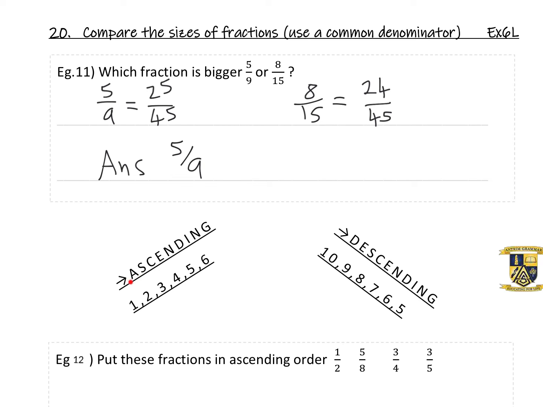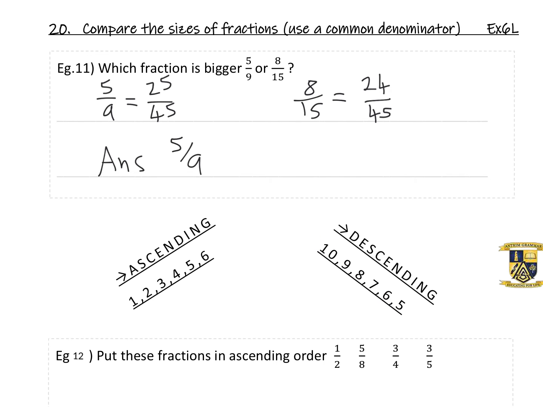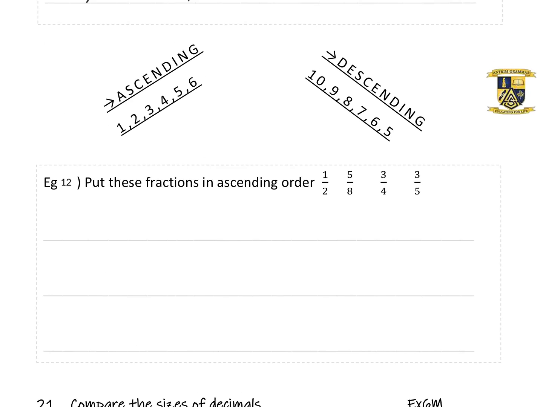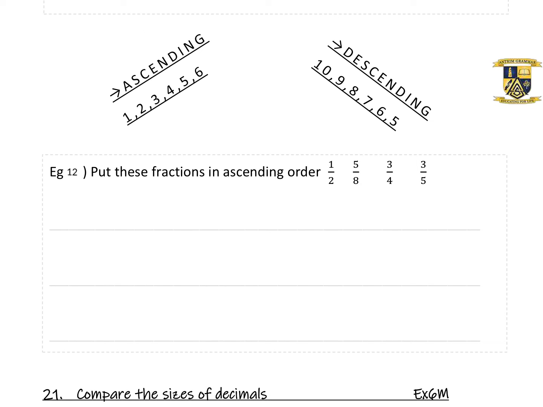Just a wee thing to help you, ascending order means if you ascend, you go up, and if you're descending, you're going down. So in example 12, we have to put these fractions in ascending order. We can put them in ascending order if we can compare them, and we'll compare them by getting a common denominator between 2, 8, 4, and 5, which would be 40.